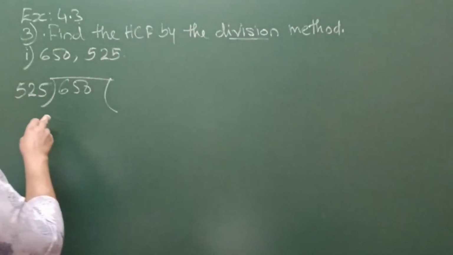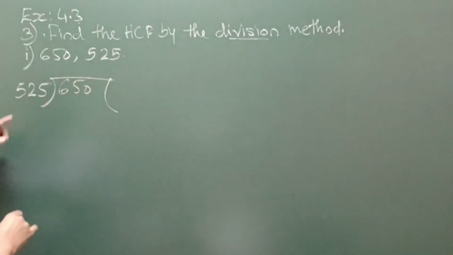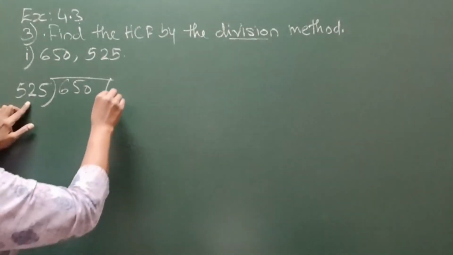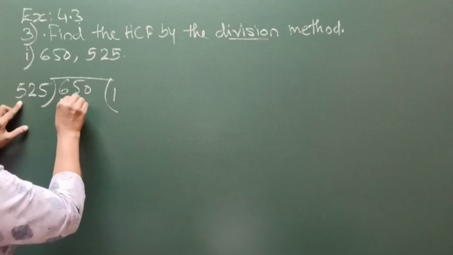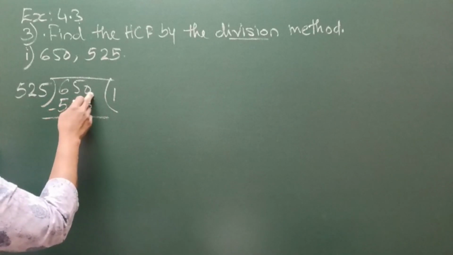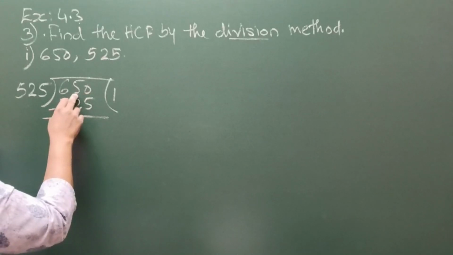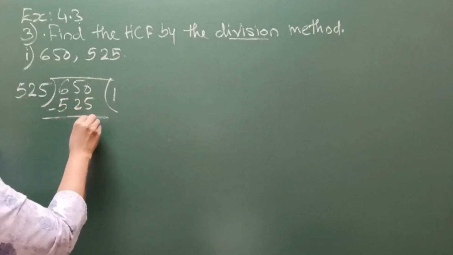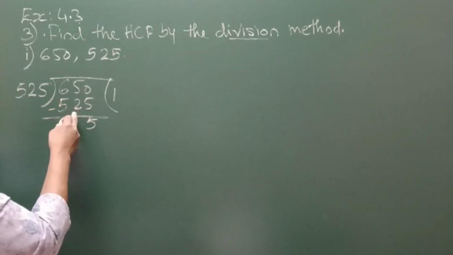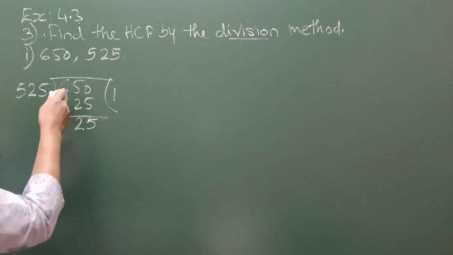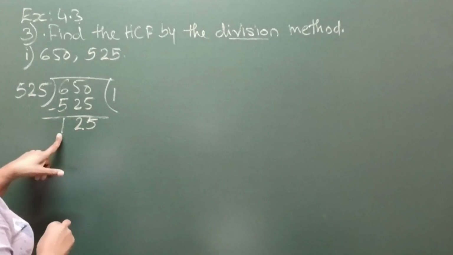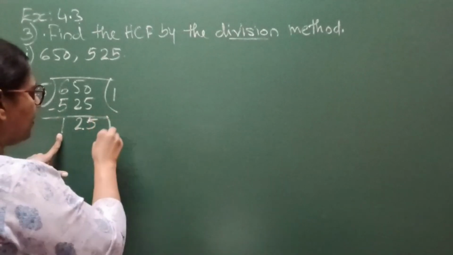Let's start. This is 525, this is 650. Only one time, 525. Then subtract. 0 here, borrow from here and make it 10. 10 minus 5 is equal to 5. Remaining 4. 4 minus 2 is equal to 2. 6 minus 5 is equal to 1. So we got the remainder 125. That will be our next divisor.